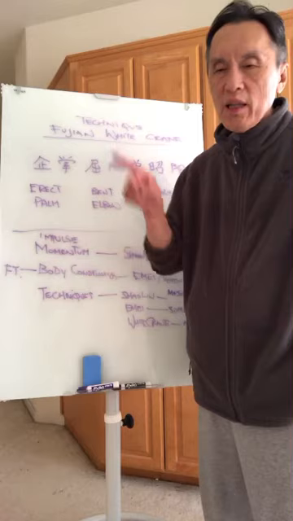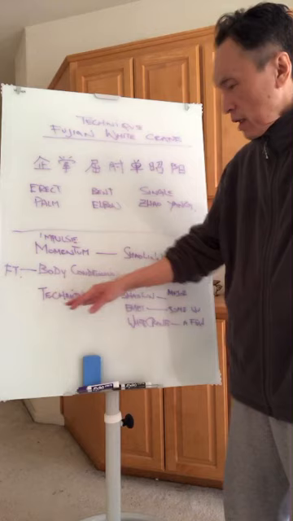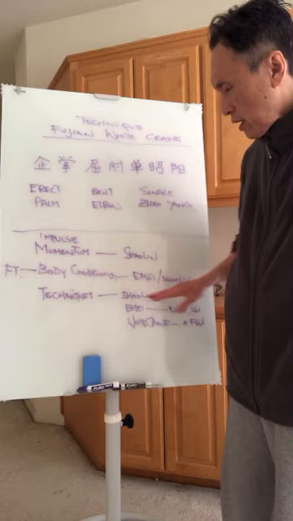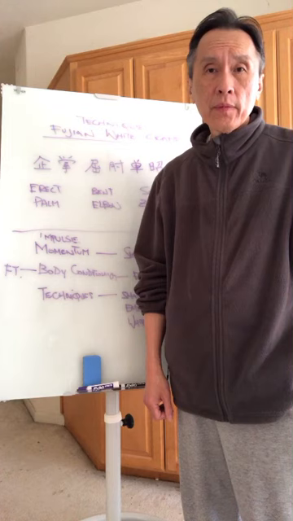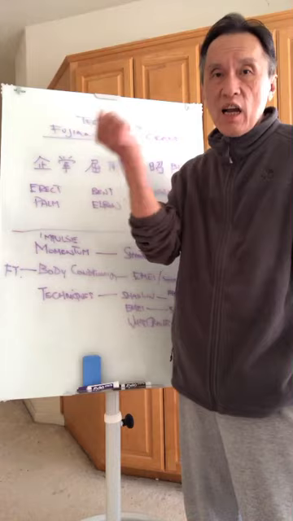Okay, now techniques. The techniques of Wing Chun are mainly, of course, Shaolin. Your trapping hand, your grabbing hand, those are Shaolin stuff. Okay? Your Tan Sao, your Fuk Sao, those are Shaolin stuff.